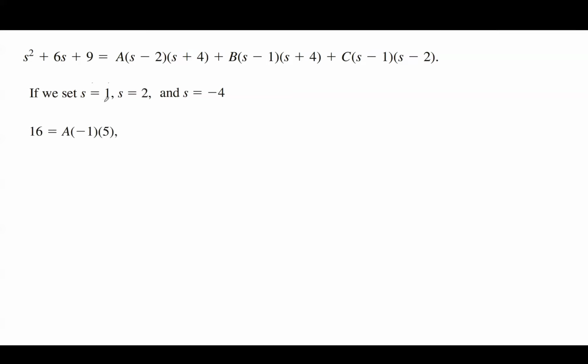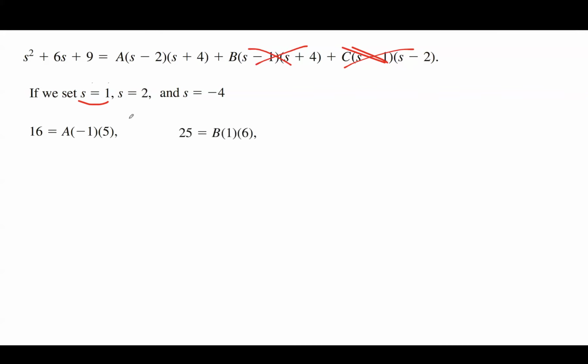For example, when s is equal to 1, what do we have? You get rid of these two terms. So when s is equal to 1, you plug that into the right-hand side, and you end up with a times negative 1 times 5. And on the left-hand side, if you do the calculation, you get 1 plus 6 plus 9, which gives you 16. So that's how you can calculate your a.